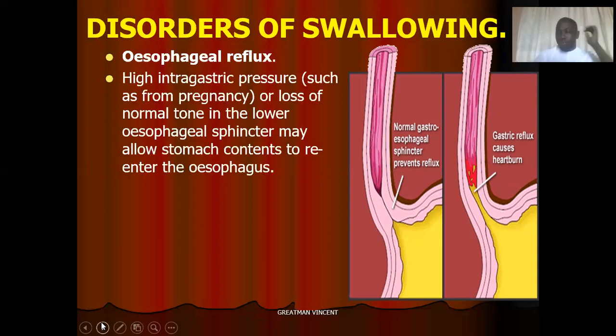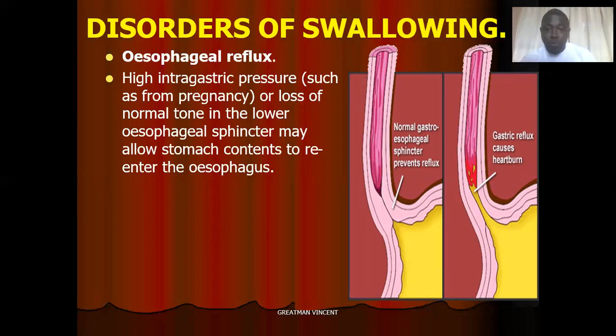Now with the acid reflux, please kindly follow me here. Kindly follow with the diagram. You realize that this is the stomach content, this is the esophagus, and this is the lower esophageal sphincter. So kindly look at it well. This is the normal thing: the stomach content, the esophagus, and then the lower esophageal sphincter. Now, one thing you don't have to forget is that, just as I said, we have a separate video on the stomach, the small, and then the large intestines, and you get to know what happens there.